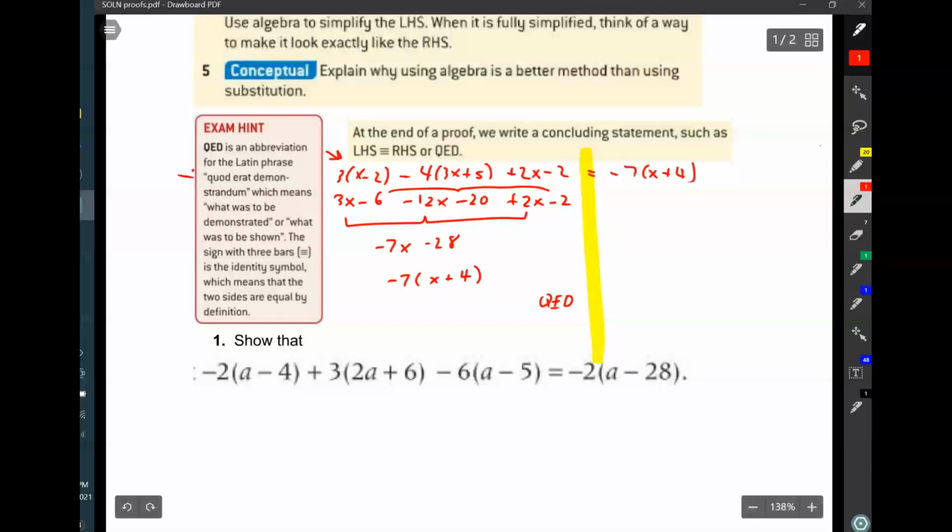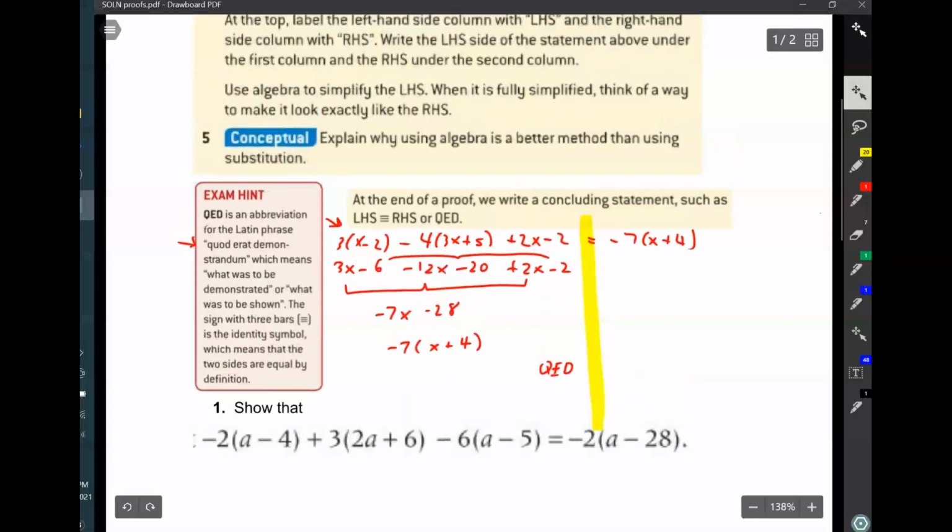You can read about what QED means. The nice thing about Latin is it's very much like Portuguese, so it doesn't sound so weird to you as it does to Americans.